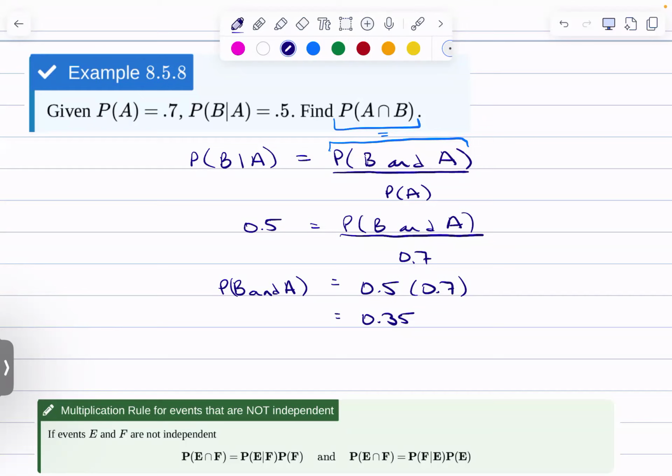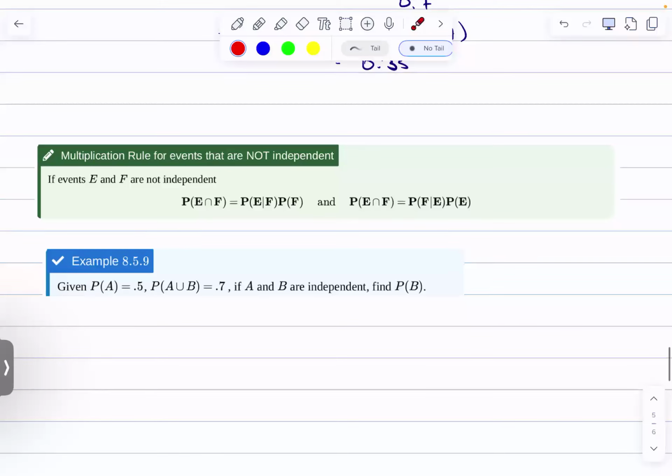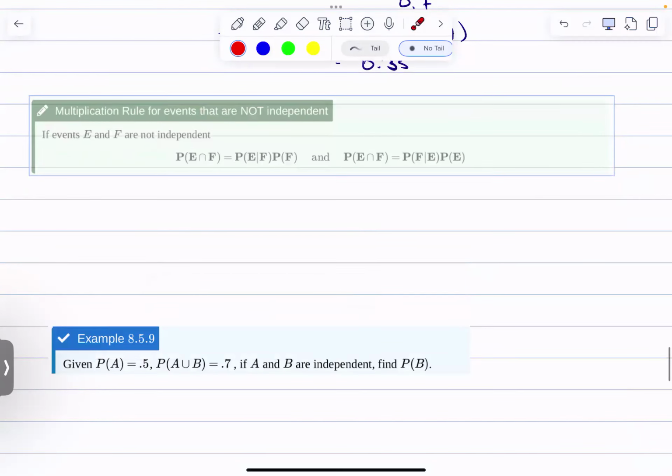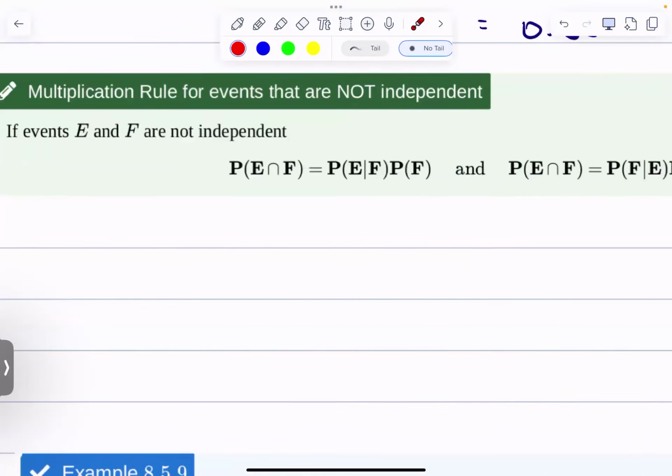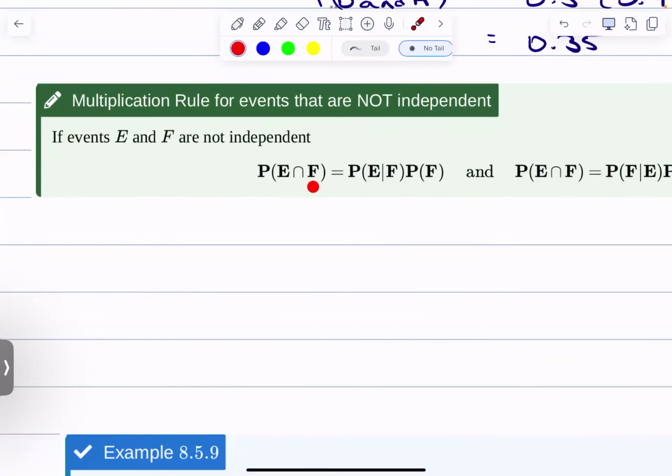We already saw it when we worked through how we get to independent events, but this is what we developed for the multiplication rule for events that are not independent. And so then you need the conditional probability. So if the events E and F are not independent, then the probability of E and F is going to be the probability of E given F times the probability of F. Why?